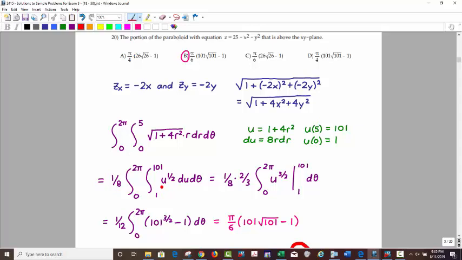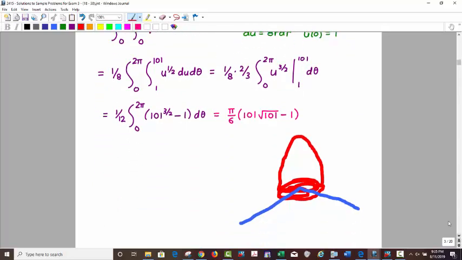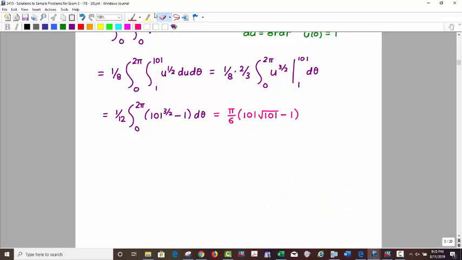So the antiderivative of u to the 1/2 will be 2/3 u to the 3/2. So I have a 1/8 and a 2/3. That'll turn into 1 over 12. Now we put in 101 and we put in 1. So we have 101 to the 3/2 minus 1 to the 3/2. 1 to the 3/2 is just 1. So that's why I don't have the 3/2 here, because it's just 1.